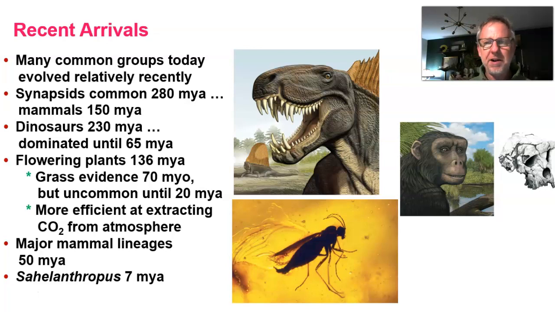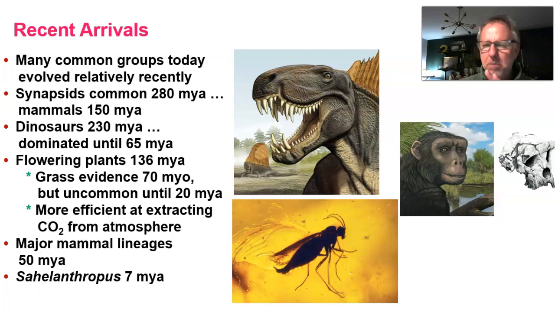Flowering plants, now the dominant plants on earth, show up about 136 million years ago. Again, it's not that long ago in the big scheme of things. Grasses originate about 70 million years ago. Think about all the fields and the plains of grasses on Earth today. Grasses are a dominant plant type, and they didn't arrive until 70 million years ago. And they weren't even really common until about 20 million years ago.